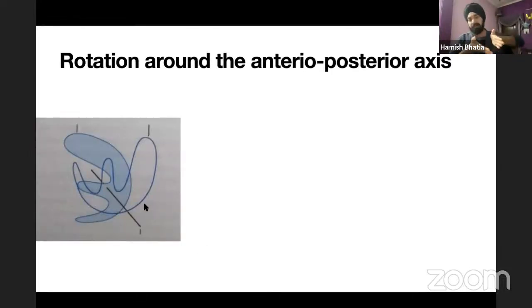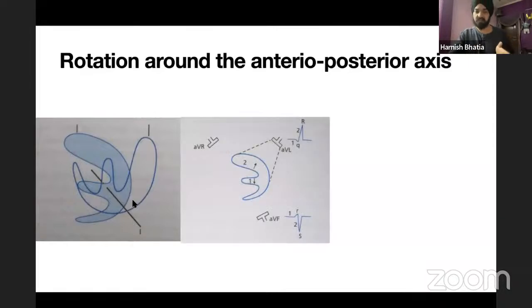So the normal heart lies somewhat like this, if this is my chest. If the heart rotates in this direction, or if the heart rotates in this direction, this is the rotation in the anteroposterior axis. So if the heart goes up like this, this is what we call the left axis deviation. This is what we call the right axis deviation. So if the heart is going up like this, the leads which are here, the 1 and the AVL leads, will have a large positive R wave. And the inferior lead, the AVF lead, will have a large negative S wave.